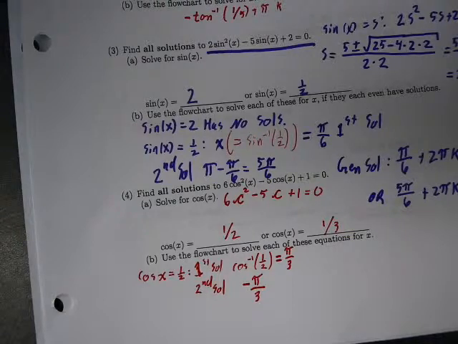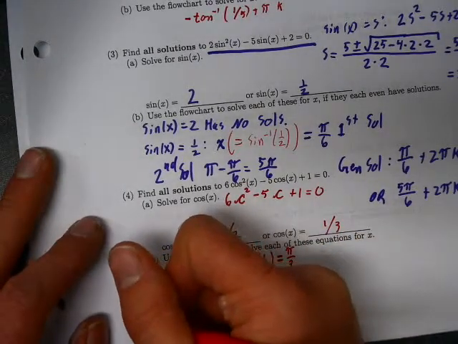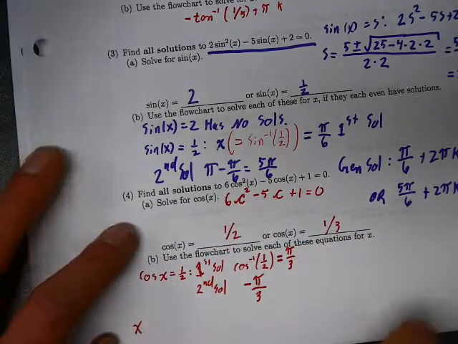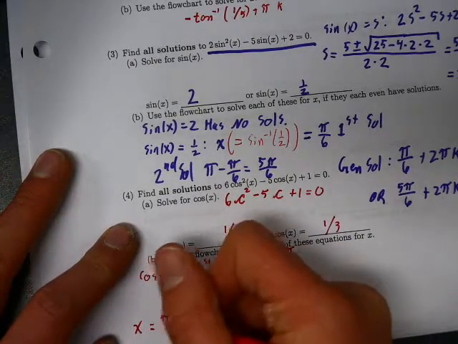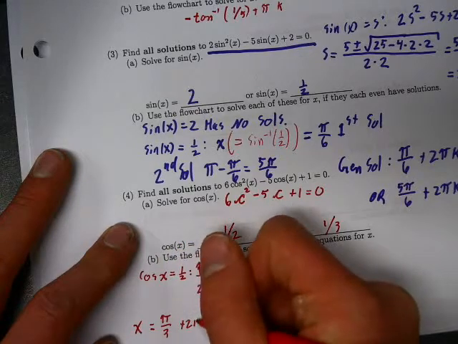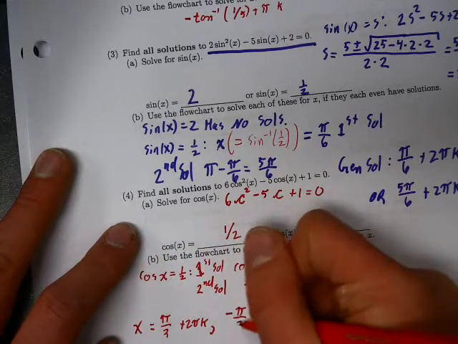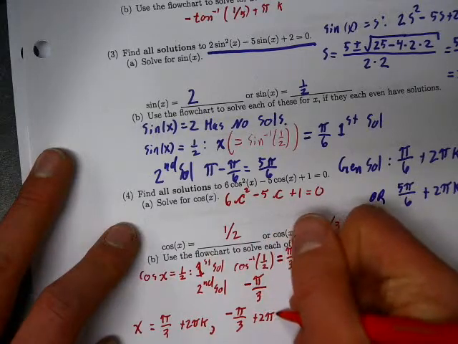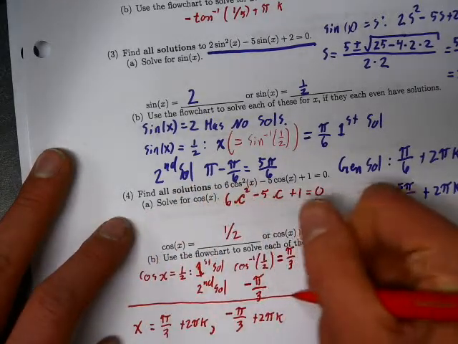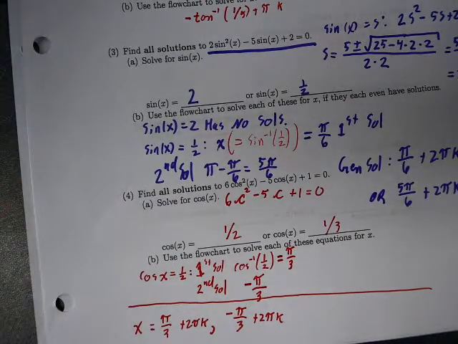So now how can you find all the solutions? Adding 2 pi. Okay, add 2 pi's. So the full solution to the first half of it is x equal to pi over 3 plus 2 pi k, or negative pi over 3 plus 2 pi k. But that's only half of the job, right? Let's do the same thing for 1/3.